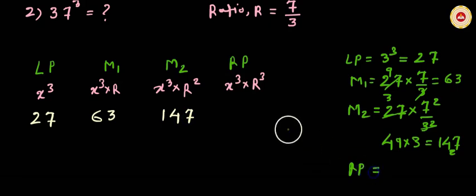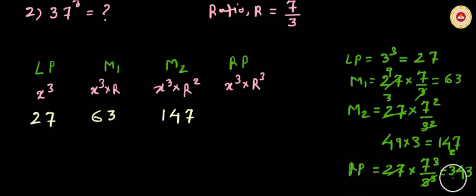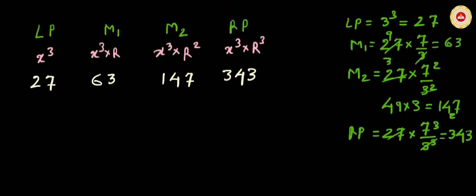Right part is x cube, that means 27 multiplied by r cube, that means 7 cube over 3 cube. 3 cube is 27 only, so this will cancel. What is 7 cube? 343. So the value of the right part is 343. So write 343. Now friends, we have calculated the values of these 4 parts.